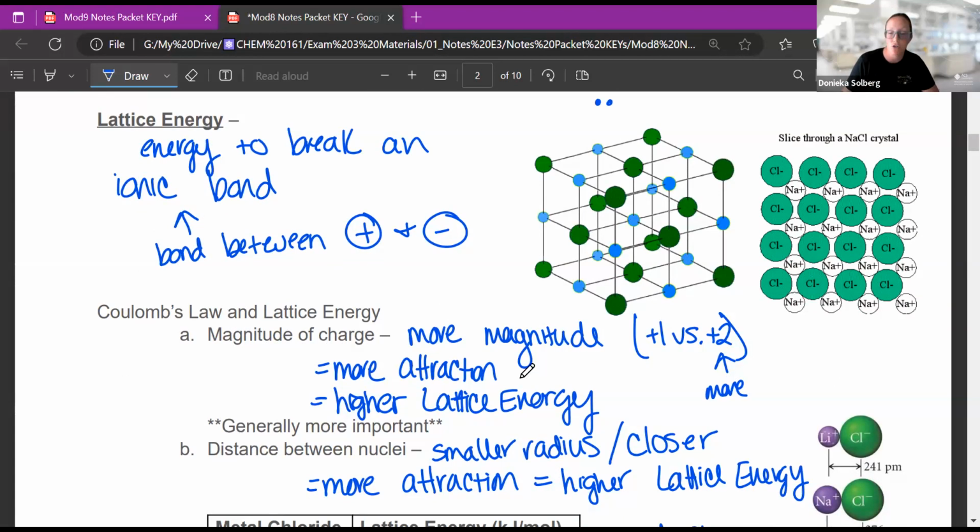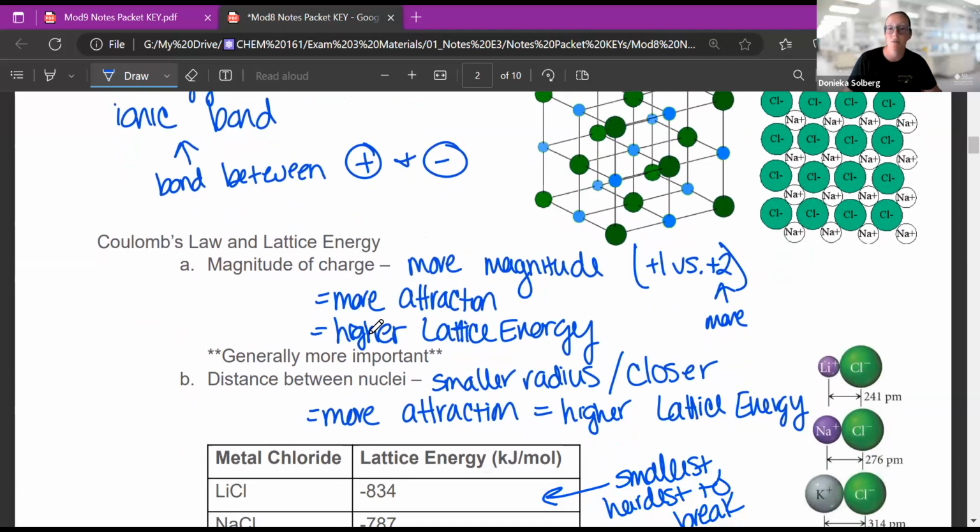Okay, so more attraction means higher lattice energy. It is generally the more important one. So you want to look for larger charges first, and then say they have the same charges, say they're both +1, -1. Then you're going to look at how big the nuclei are. So smaller radii, so if it's more up and to the right on the periodic table, they are going to be closer together. So they're going to have more attraction, have a higher lattice energy.